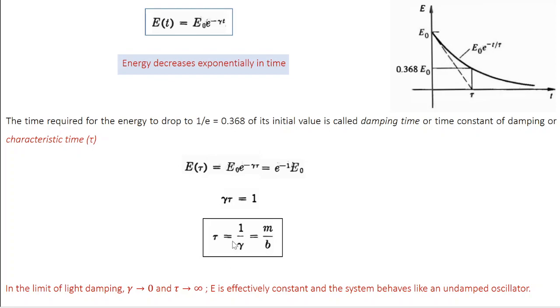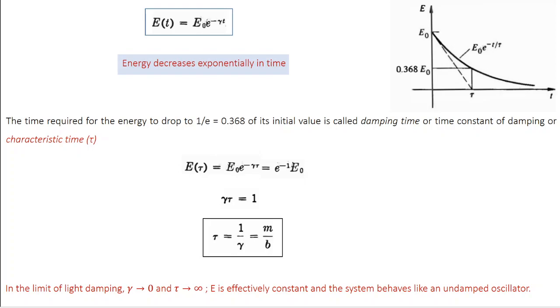So from this equation it's clear that when gamma is high, tau is going to be small. In the case of a heavily damped system, gamma is very high, tau is very small. Tau small means the energy dissipates very quickly. In the case of a lightly damped system, gamma is very, very small, so tau is very high. Tau is high means the energy is going to decay slowly.